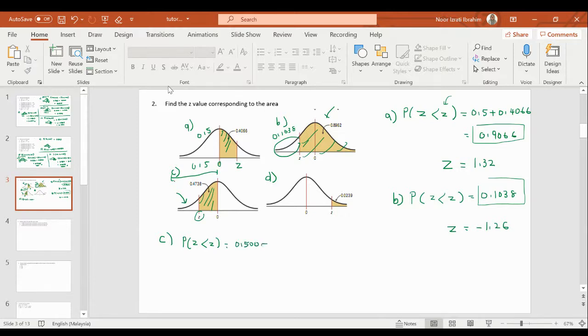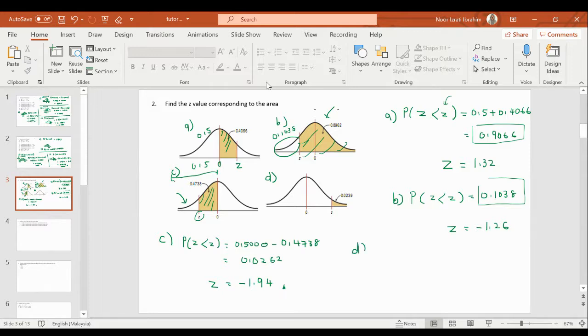0.5, which is from 0 to the left, minus 0.4738. So this will give the left tail here as 0.0262, and from the table the z is actually negative 1.94.